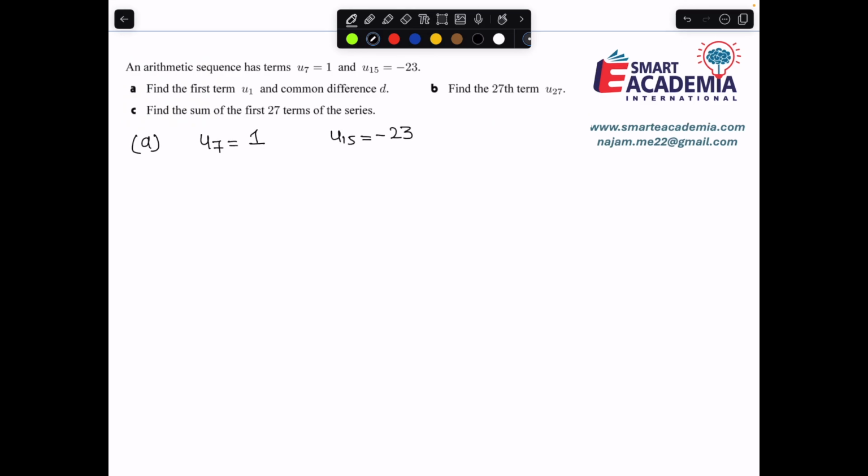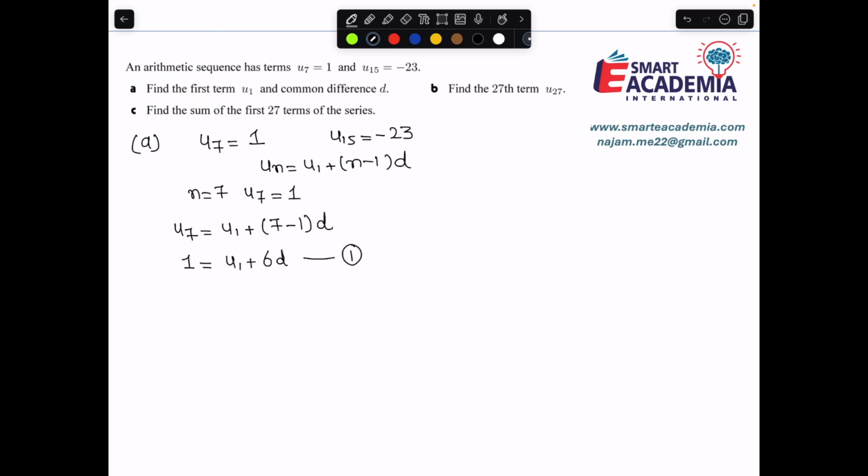Now u7 equals 1, u15 equals negative 23. All we need to do is substitute these two into our general formula, which is un equals u1 plus n minus 1 into d. Remember, we don't have any information on u1 or d, which means you will make two different equations and solve them simultaneously, as naturally we have learned that when we have two variables, we need two equations to solve it. So for u7, n equals 7, and u7 equals 1. Let's substitute this in our general equation. So u of 7 will be equal to u1 plus n minus 1, remember this n is 7, minus 1 into d. u7, as we know, is 1, so 1 equals u1 plus 6d. This is my first equation.